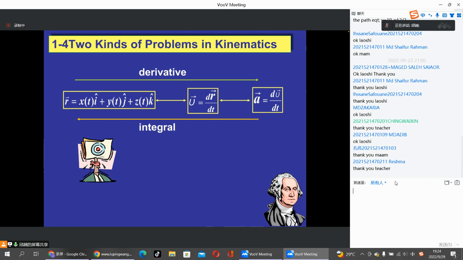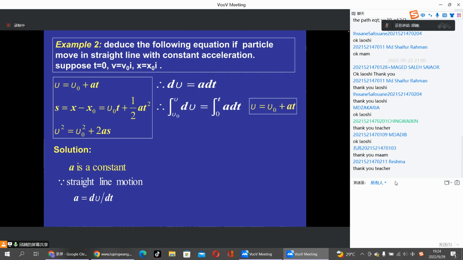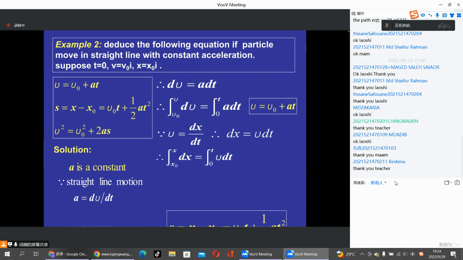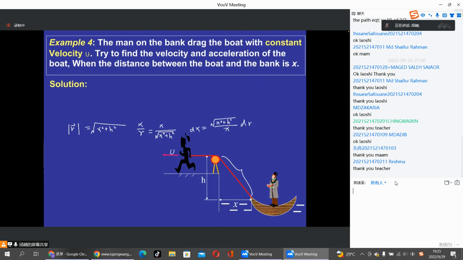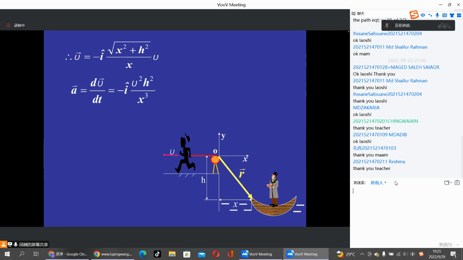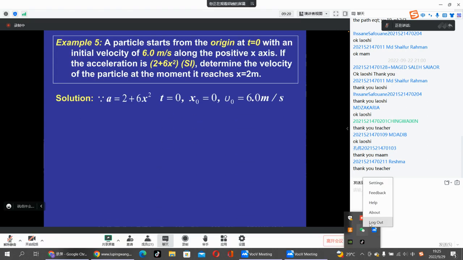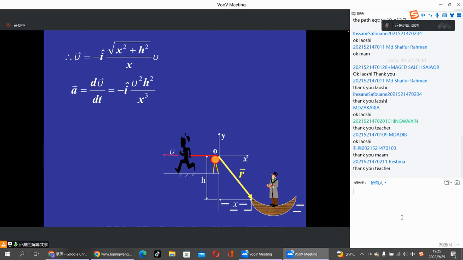And we have two kinds of problems in kinematics. The first one, as we described, is the derivative, and the second kind is integration. And we deduced the following equations using the calculus-based physics. Okay. And we have solved this problem. Okay. This is the end of our last class.